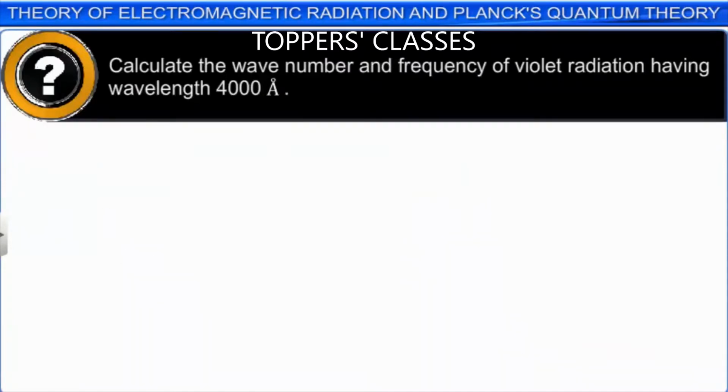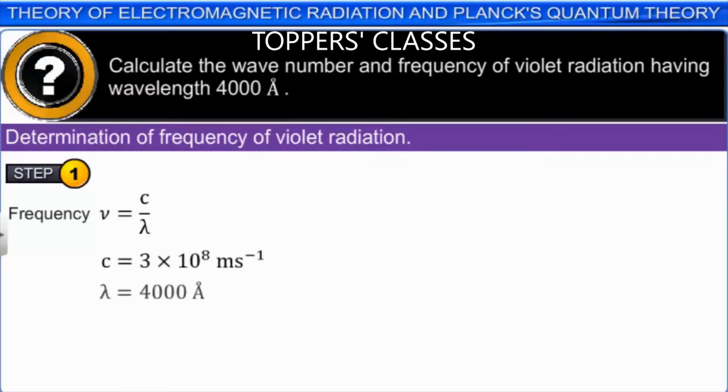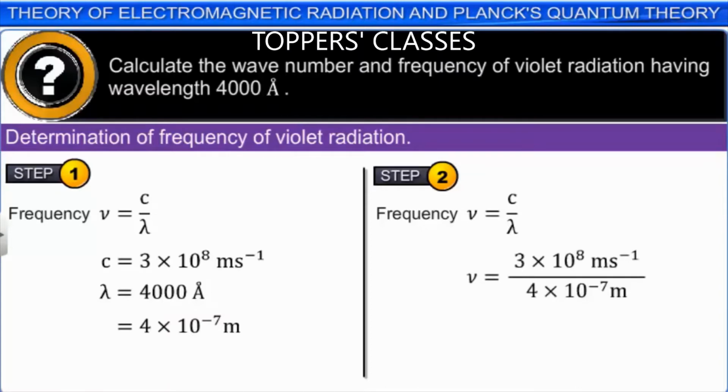Now, let us calculate the frequency of violet radiation. The first step involves writing the corresponding formula: nu equals c divided by lambda. The second step involves substituting the value of lambda, that is, 4 multiplied by 10 raised to the power of minus 7 meters, and the velocity of radiation, which is equal to 3 multiplied by 10 raised to the power of 8 meters per second, in the above equation. On solving, finally we get 7.5 multiplied by 10 raised to the power of 14 per second.